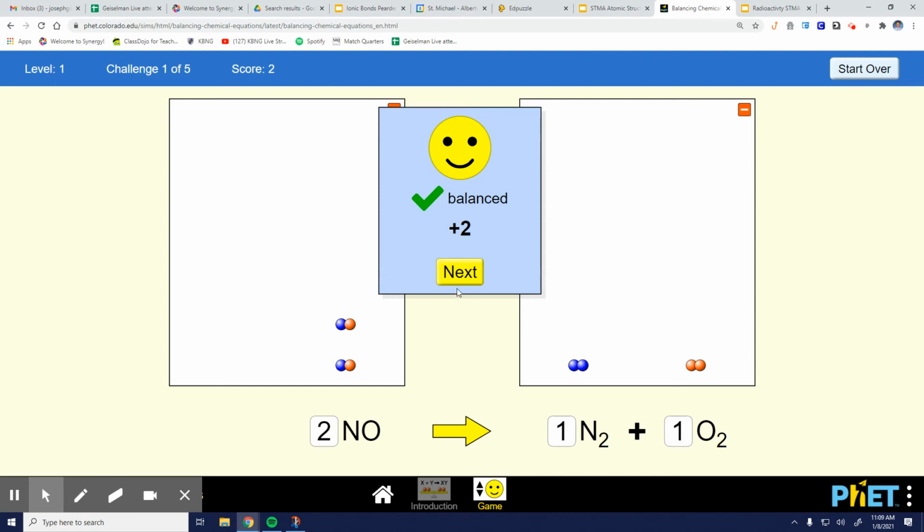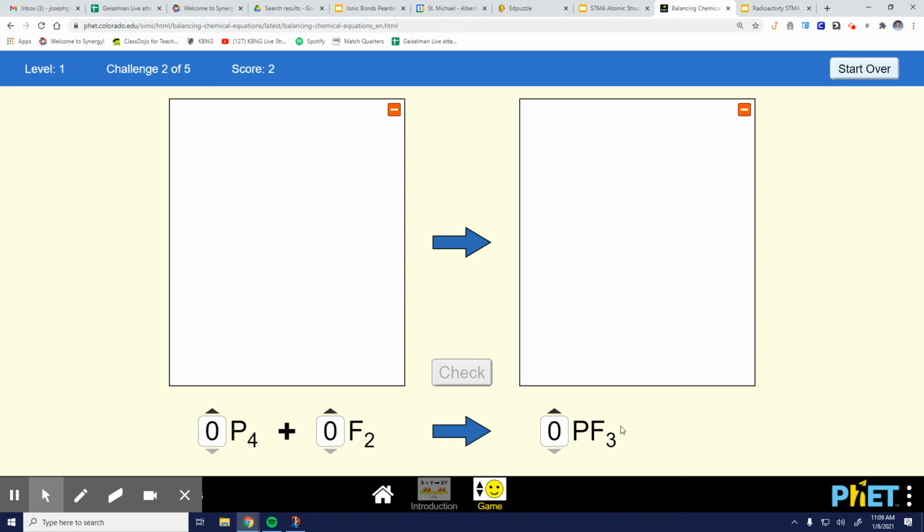All right. My next one, I have P4, or phosphorus 4, plus F2 is going to yield PF3. Ooh, this one's a little bit tougher. Well, let's add 1 to begin. If I have 1 P4, I'm going to need 4 phosphorus over here as well. Since there's only 1 phosphorus in this molecule, I need to add 4 of them to make that 4.